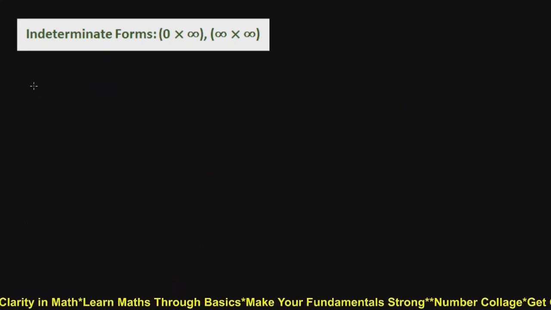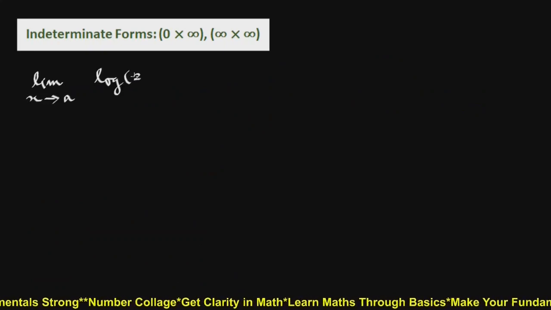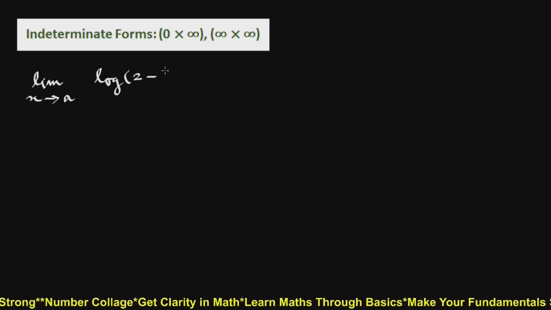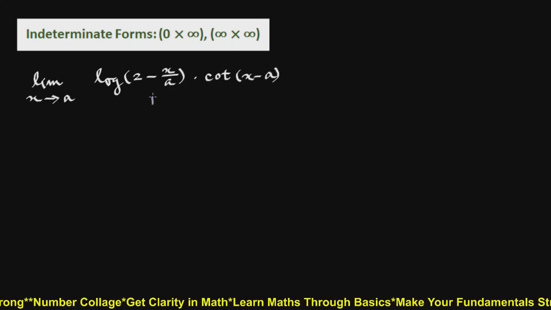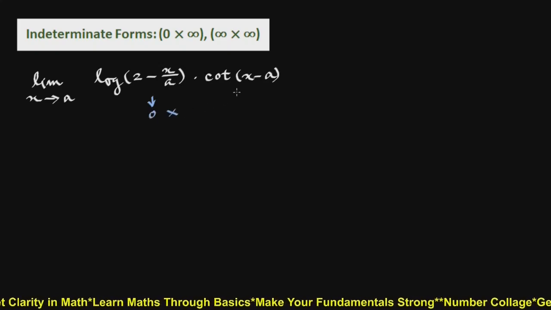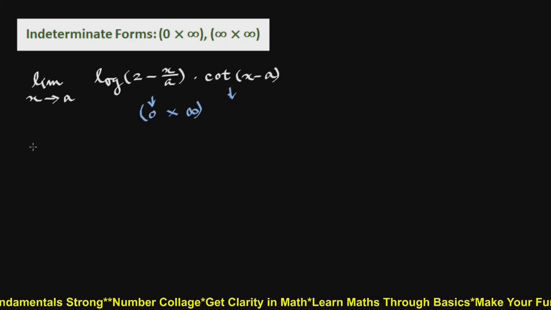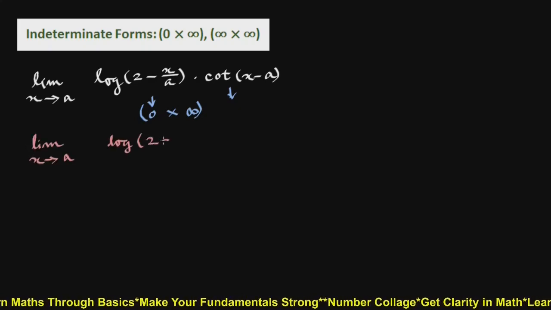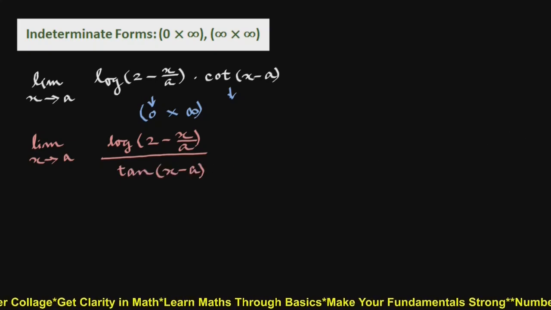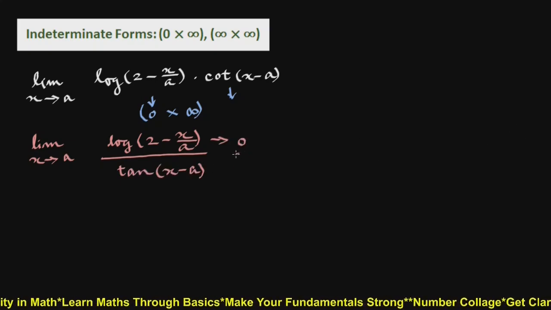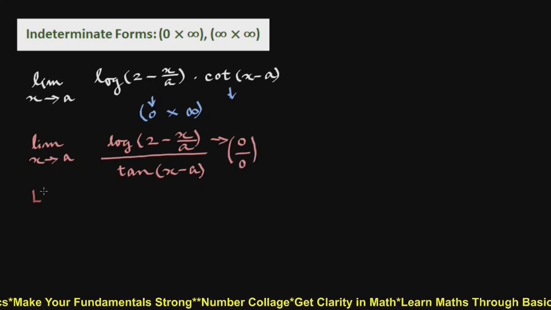Next, evaluate the limit as x tends to a of log 2 minus x upon a into cot of x minus a. This limit is of the form 0 into infinity as x tends to a. We write this limit as log 2 minus x upon a upon tan of x minus a, so that it becomes 0 upon 0 indeterminate form. Now we can apply L'Hopital's rule.